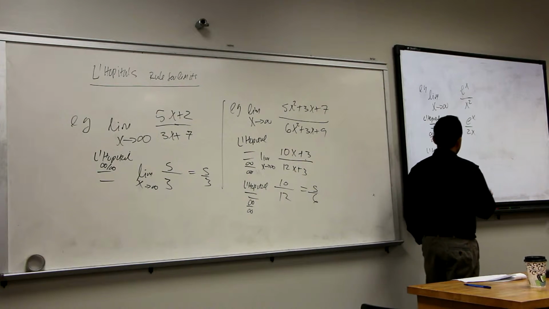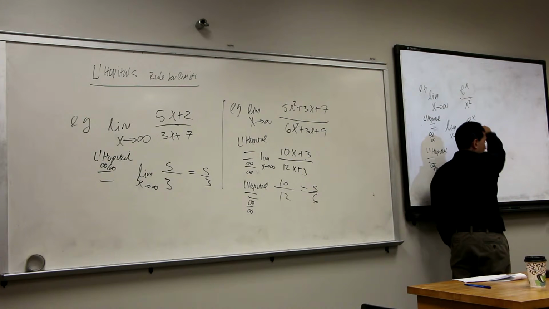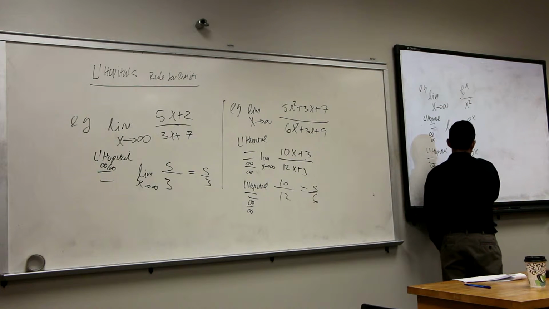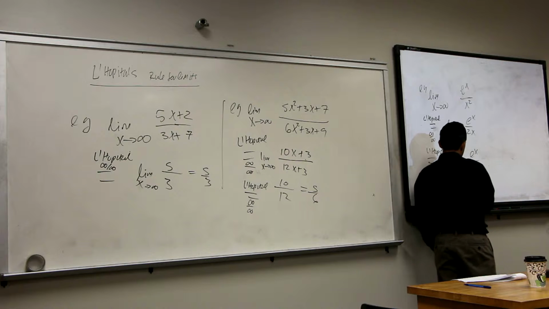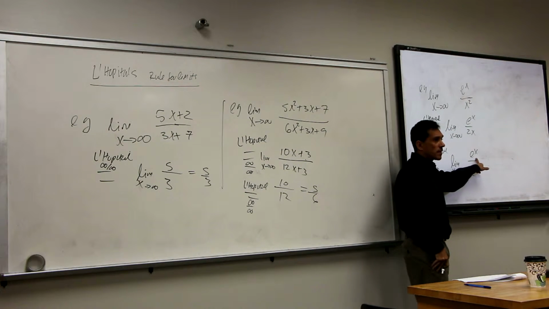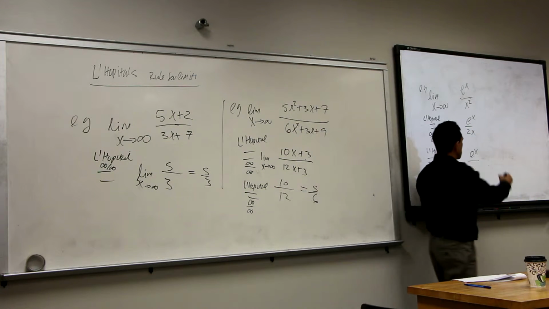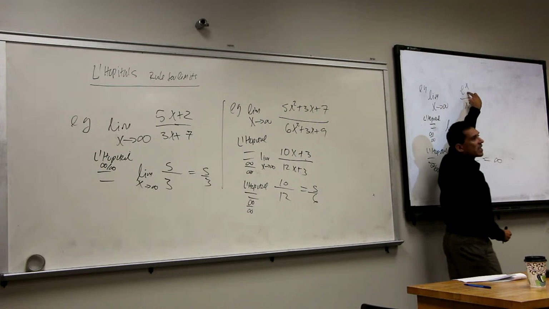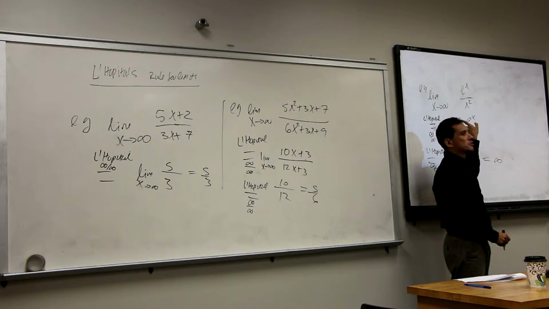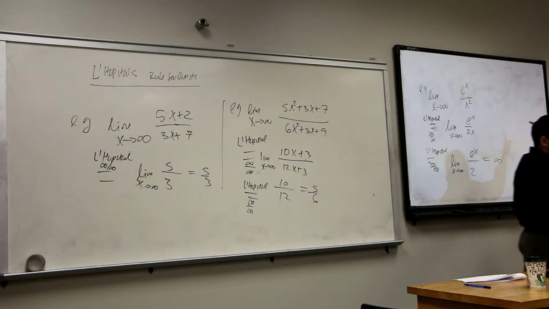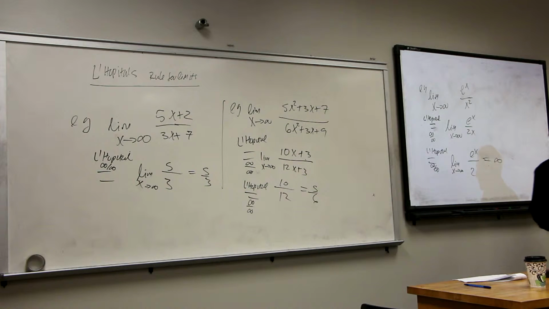Infinity over infinity. Take the derivative of this, what do you get? e to the x. Take the derivative of this, you get 2. And now take the limit. As x goes to infinity, this goes to infinity. As x goes to infinity, this goes to 2. What is infinity divided by 2? Infinity. That is to say, this guy goes to infinity much faster than that. Not a contest.